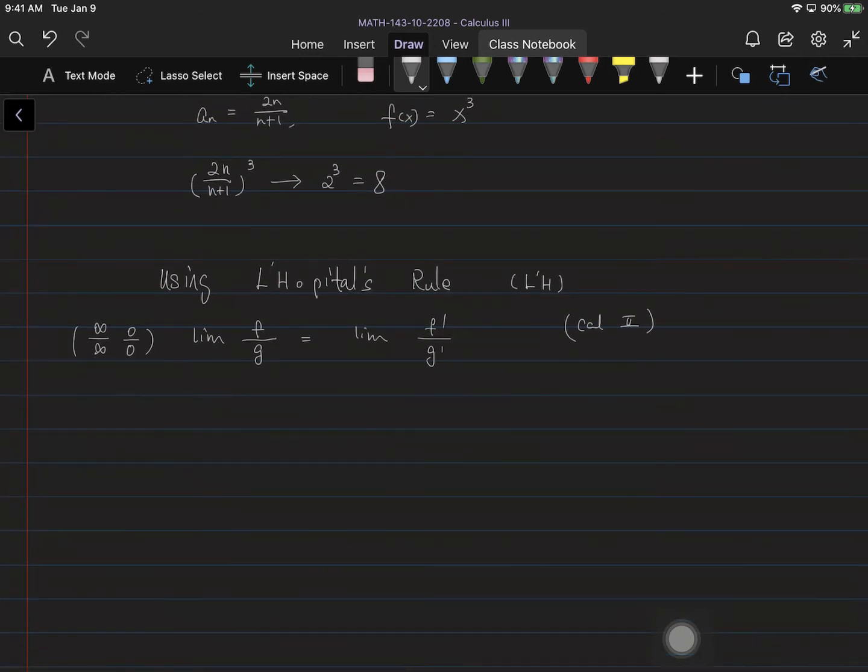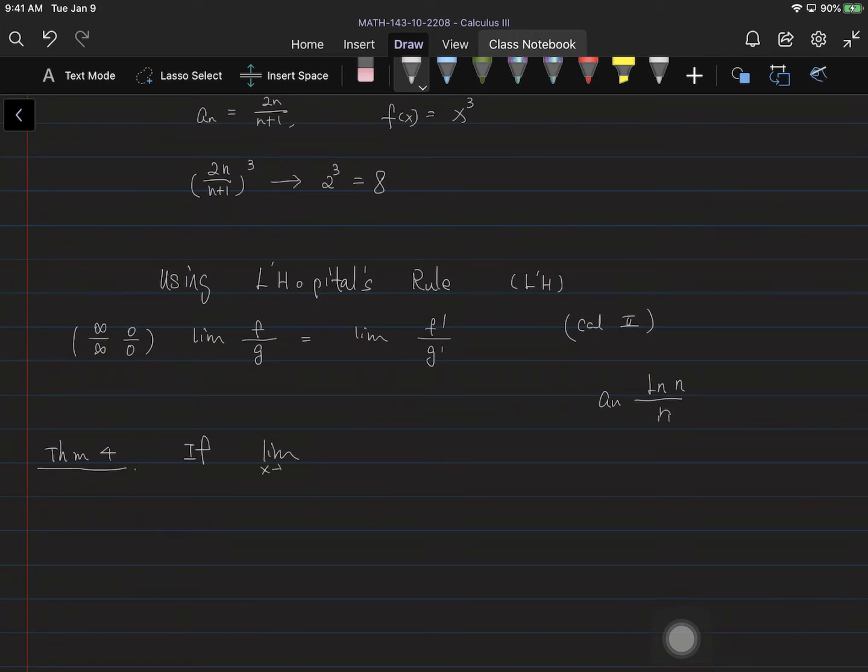Now, L'Hopital's rule is for functions. Here we have a sequence. A sequence has a variable like n. For example, if we have ln n over n, this is our sequence. So the variable is n, right? Before we use L'Hopital's rule, let's state a theorem. By using the theorem, we can use L'Hopital's rule easily for sequences. So let's see.